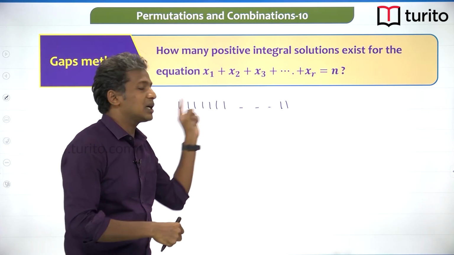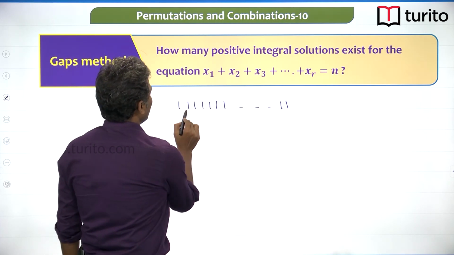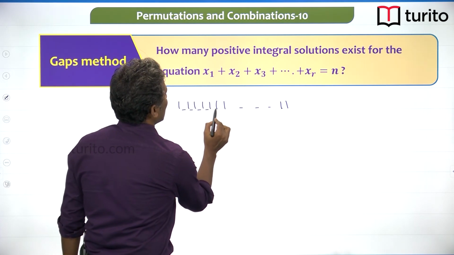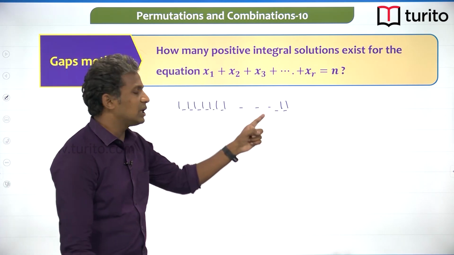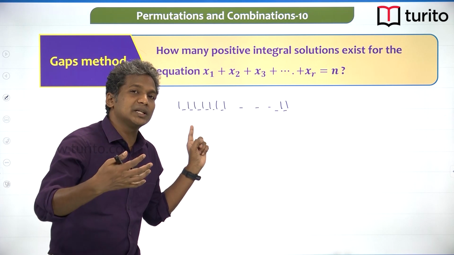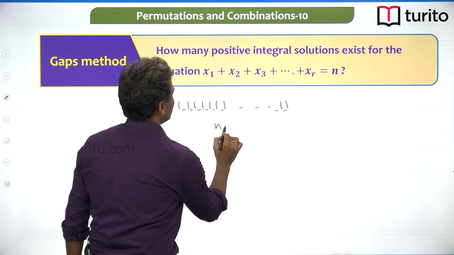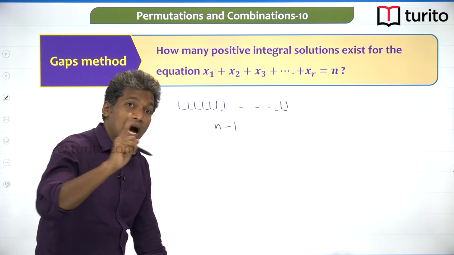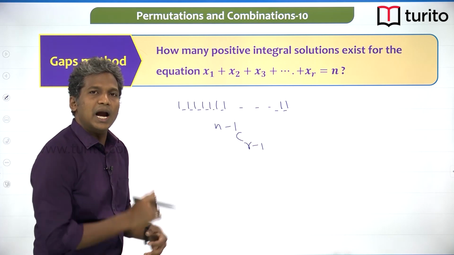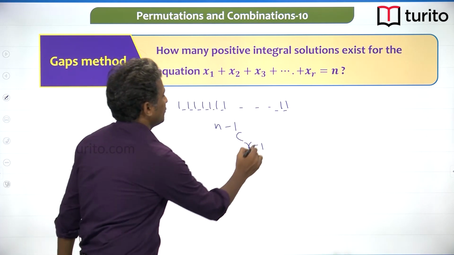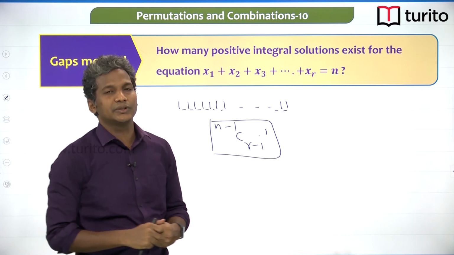And also zeros are not coming at the end, or you can also put the flags. So we have to put flags only in these gaps. So how many such gaps are there? If there are total n ones, how many gaps are there? Only n minus 1 gaps are there. So we can select any r minus 1 gaps from these n minus 1 gaps and place the flags in them in one way. So this becomes our total number of positive integral solutions.